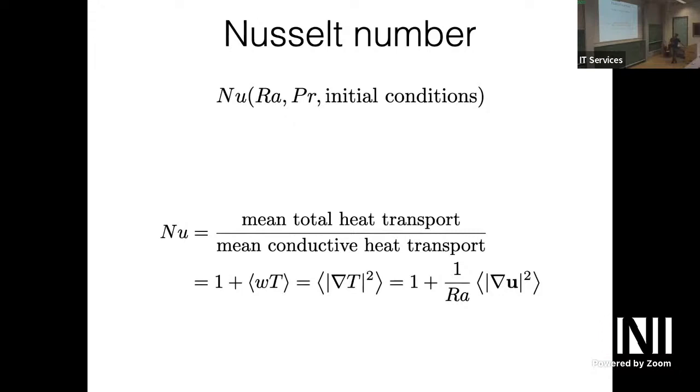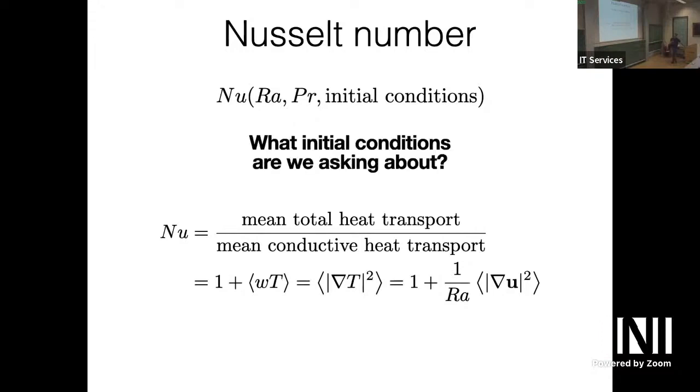So to be not as careful as the analysts, but a little more careful than the physicists usually are, I think it's important to clarify what initial conditions are we asking about, right? People will just say Nusselt number, how does it scale, right? Well, there are different trajectories in the flow, different stability properties.